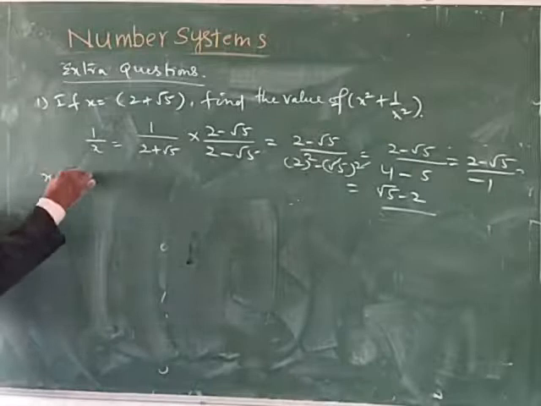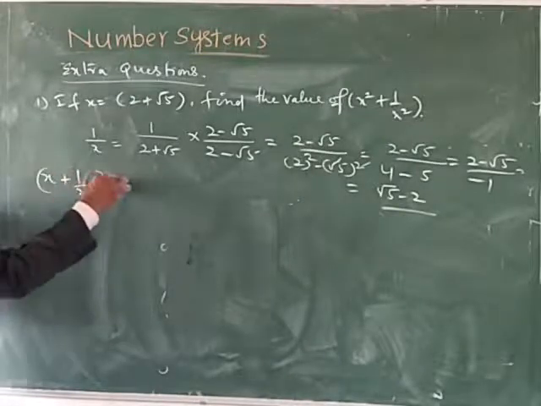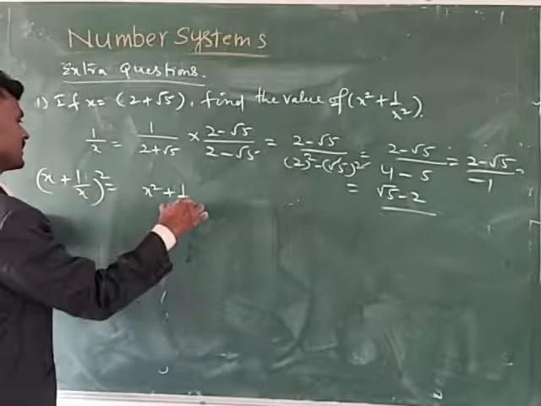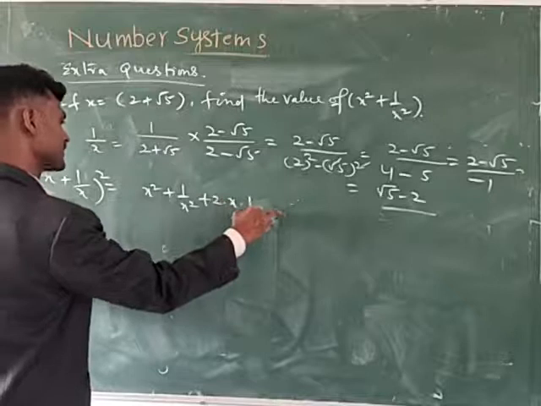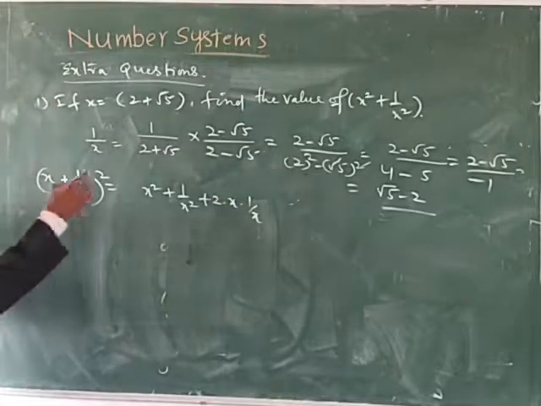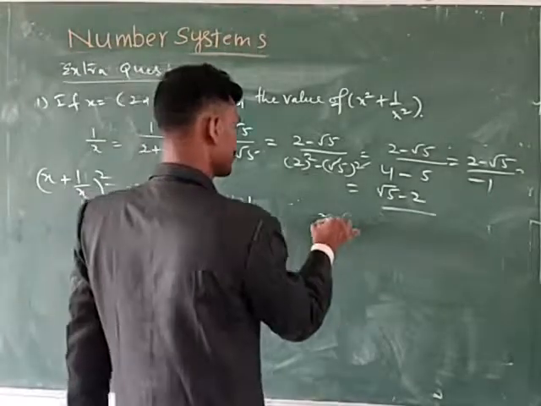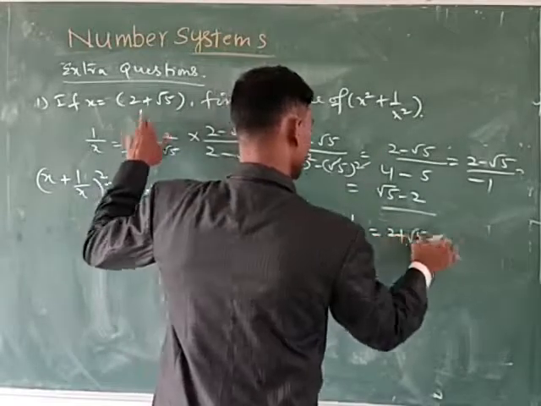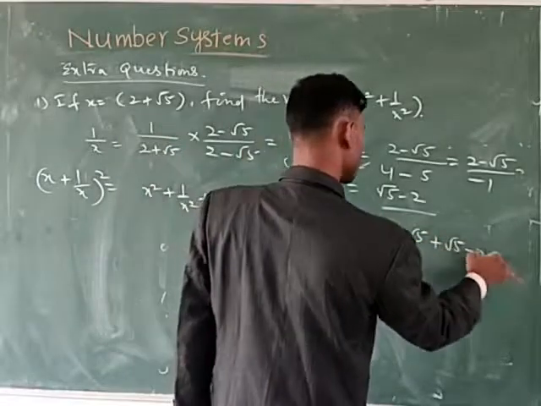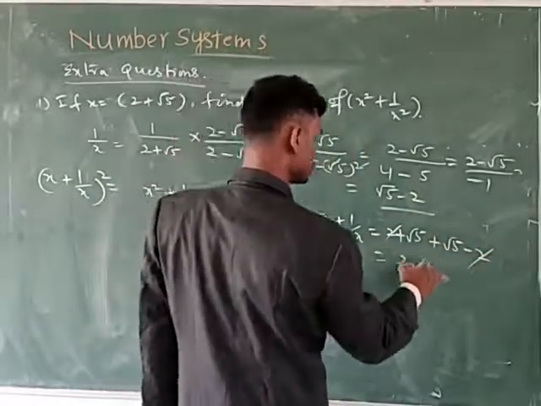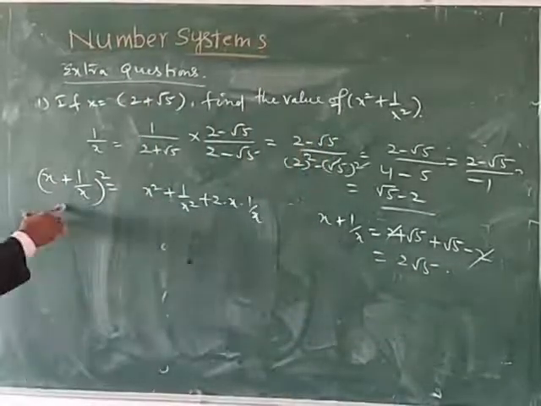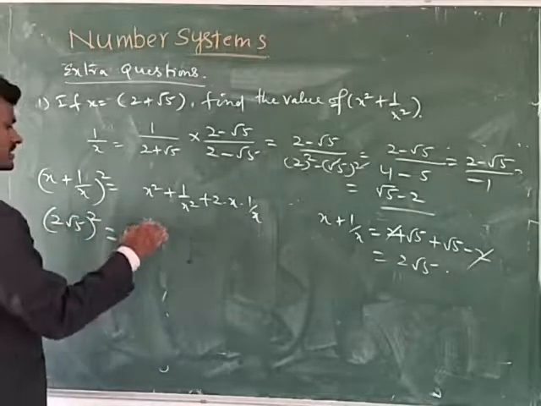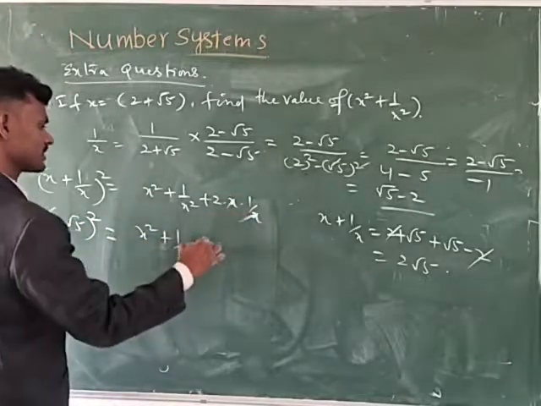Now you have to take x plus 1 by x whole square. What is the formula? Here x square plus 1 by x square plus 2 into x into 1 by x. Now x plus 1 by x. What is the value of x here? Here we have to find separately. x plus 1 by x: x value is 2 plus root 5 and 1 by x value is root 5 minus 2. The 2s cancel. This is 2 root 5. Now x plus 1 by x, you can substitute here 2 root 5 whole square, and here x square plus 1 by x square, the 2s cancel, plus 2.